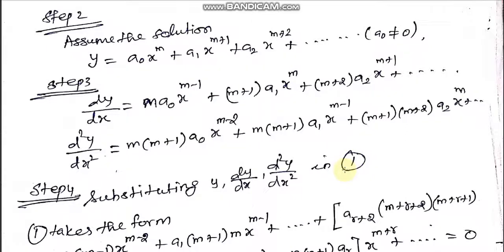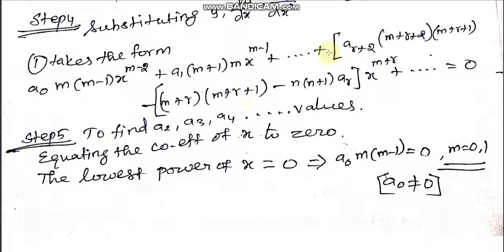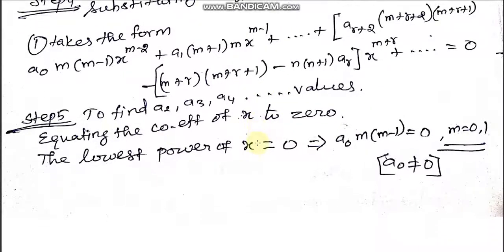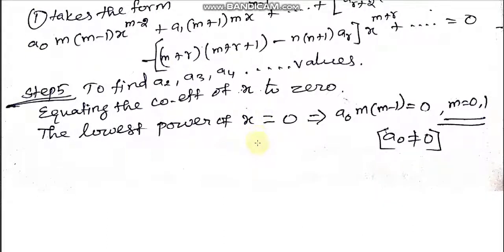Okay. So now equation 1 takes this form. This is that equation after substituting y, dy/dx, d²y/dx². In step 5, to find a2, a3, a4 in terms of a0 and a1, equating the coefficient of x to 0. So first we can equate the lowest power of x equal to 0. That gives you a0 m(m-1) equal to 0.